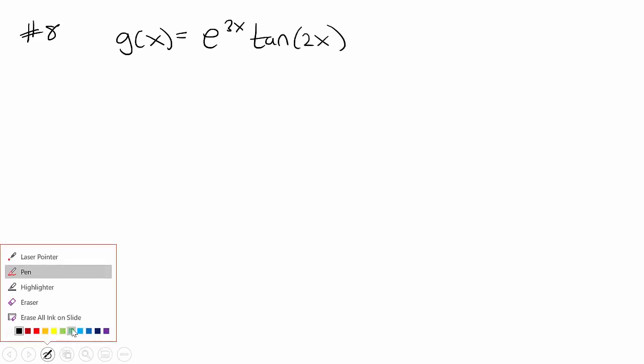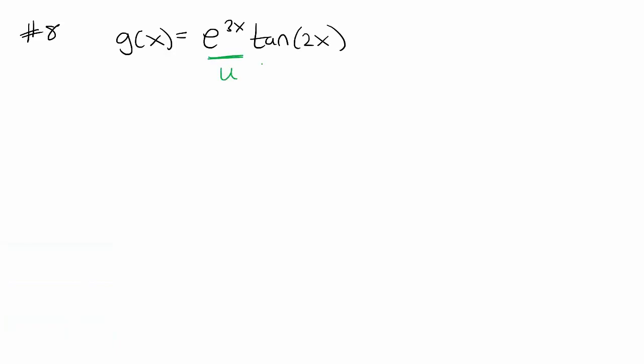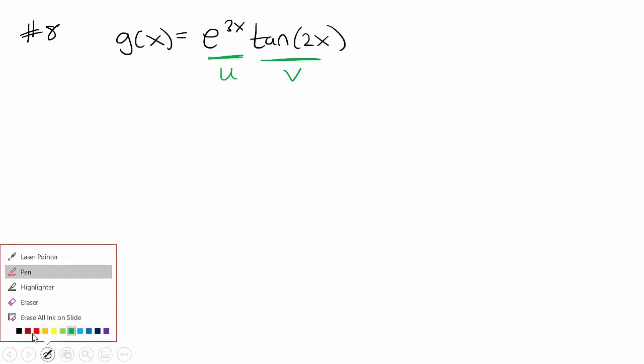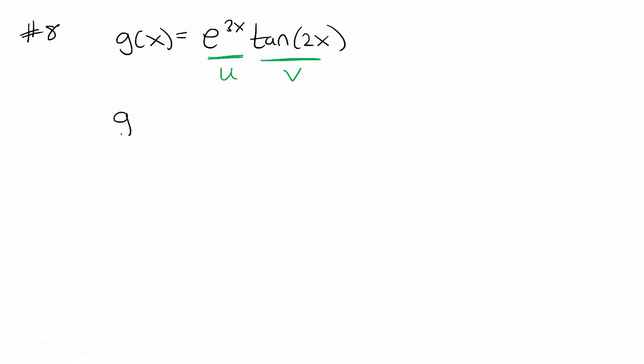Okay, so number 8, we have g of x equals e to the 3x tangent 2x. All right, so this one we might recognize again as a product rule because you have 2 factors. Each of those factors has the variable in it. So we're going to have to use the product rule. And then we have an exponential function, so we're also going to have to use the exponential rule. And we have a tangent in there, so we're going to have to know what the derivative of tangent is, one of those trig functions.